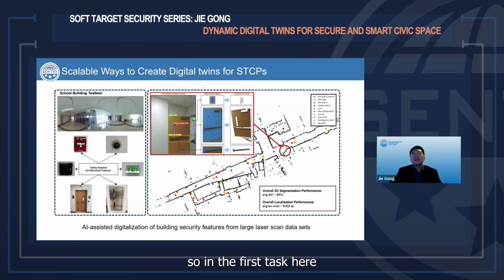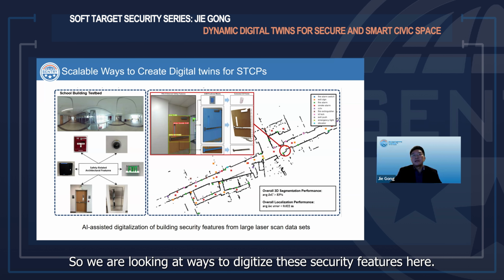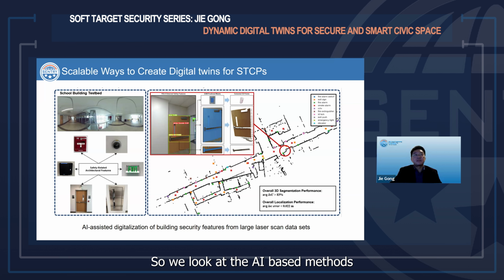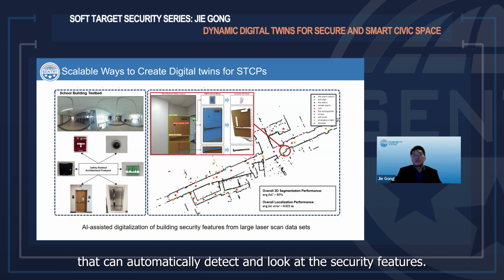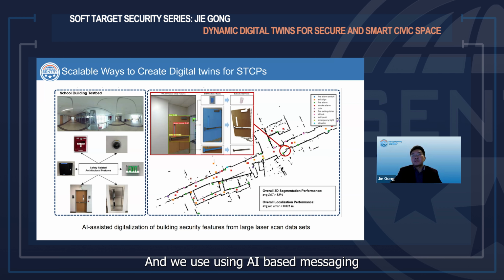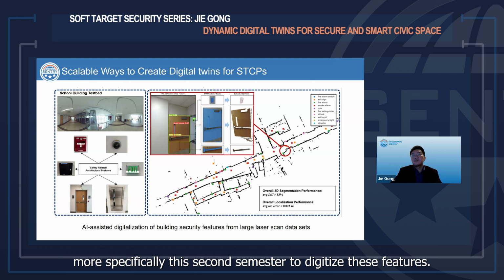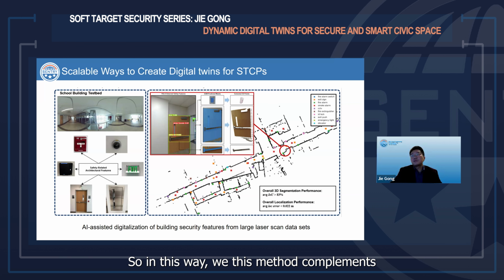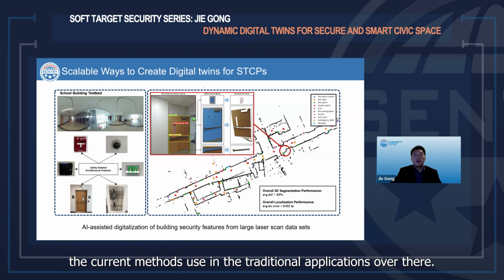So in the first task, since buildings have been digitized using a lot of different methods, but these methods do not necessarily consider the security-related architectural features, we are looking at ways to digitize the security features. We look at AI-based methods that can automatically detect and localize the security features, and we combine a comprehensive list of these features, using the Segment Anything method to digitize them. In this way, this method complements the current methods used in traditional applications.